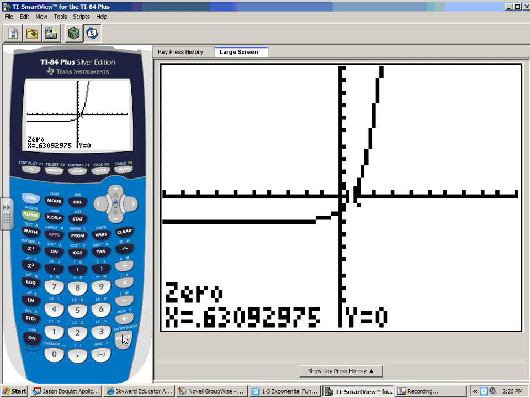Yes? Zeros are where the graph hits the x-axis. Okay. Or the y value is 0. Any questions? All right.